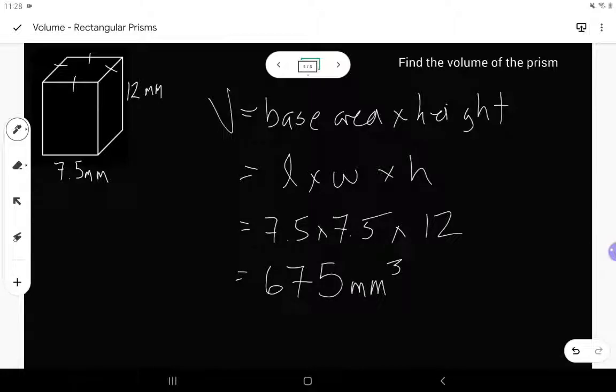So volume of rectangular prisms, very simple. The length times the width times the height. Multiply all three of your numbers together, and you got it.